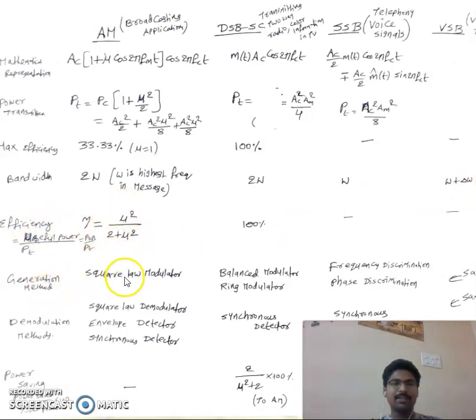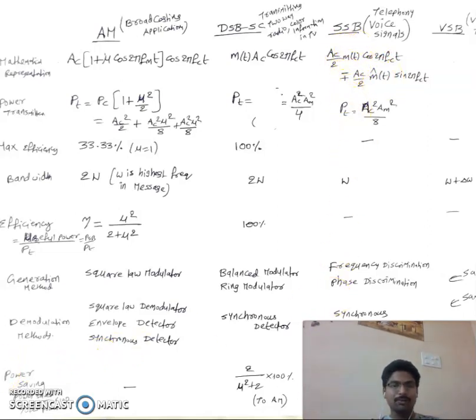Now the generation methods are the square law modulator for AM, and the balanced modulator and ring modulator for DSBSC. Balanced modulator is nothing but just multiplying the message signal and the carrier. For SSBSC, there are the frequency discrimination method and the phase discrimination method. For VSB, it is the same. For the phase discrimination method, the diagram can be easily obtained by just seeing this equation: AC by 2 m of t cos 2 pi fct. Whatever terms are present in the equation, we draw the diagram according to it. Here m hat of t, as we already saw, is the 90 degree phase shift of m of t.